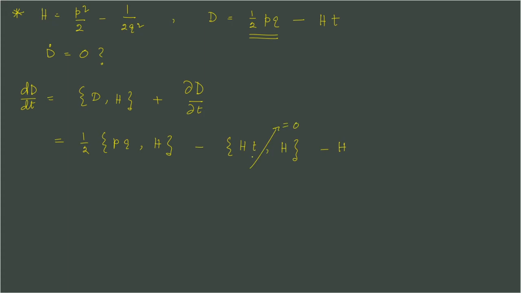t is not a function of q and p, it can be taken out of the Poisson bracket, and the Poisson bracket of the Hamiltonian with itself simply vanishes. Then what we have is the first term. The first term we write down as this, using the product rule.